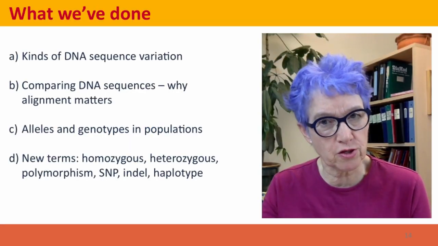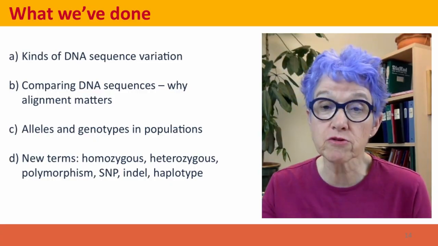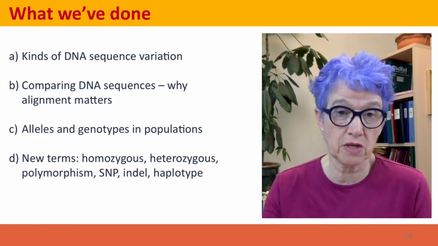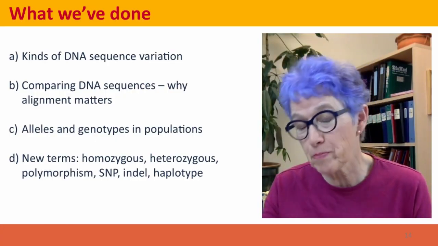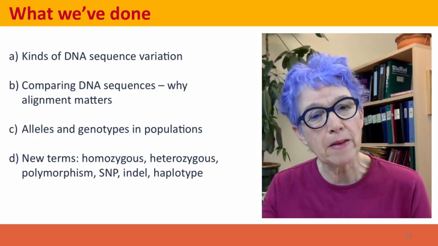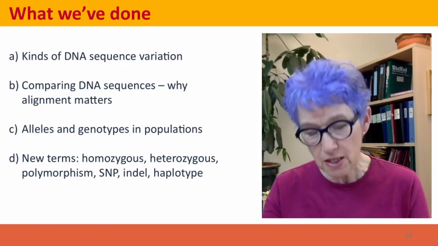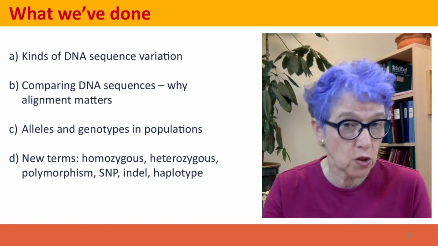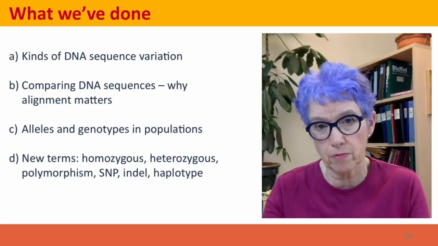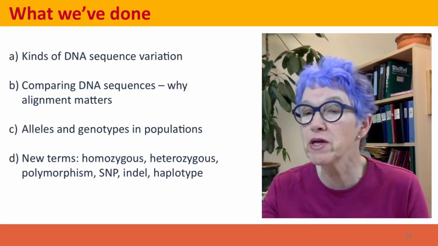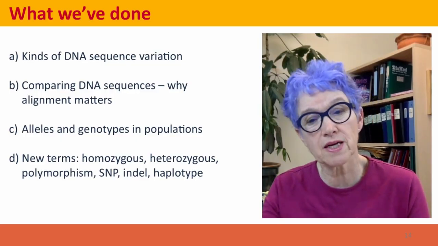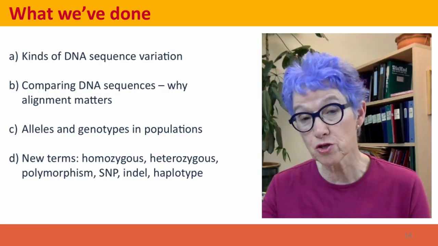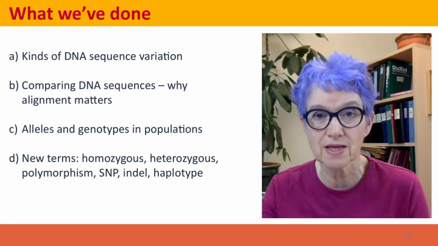So this has been a long lecture, the longest lecture of Module 1, and we've introduced a lot of new material building on the previous lectures. We talked about kinds of sequence variation, how we can compare DNA sequences, why it matters how we line up the bases, because some sequence variation is changing the lengths of DNA sequences. We talked quite a lot about alleles and genotypes in populations. We did some calculations, and we introduced a number of new terms: homozygous and heterozygous, polymorphism, SNP, indel, haplotype. These terms are going to come up again and again in the course.